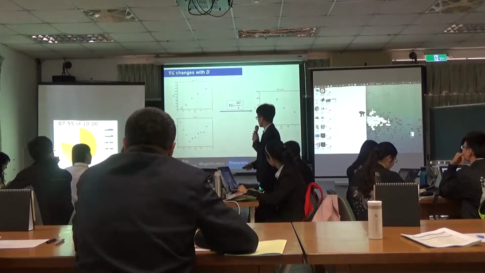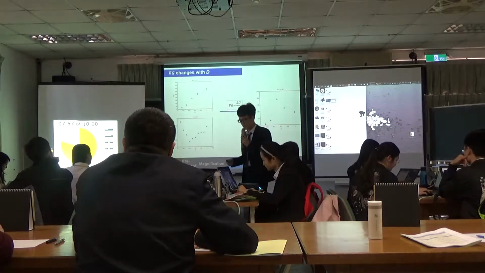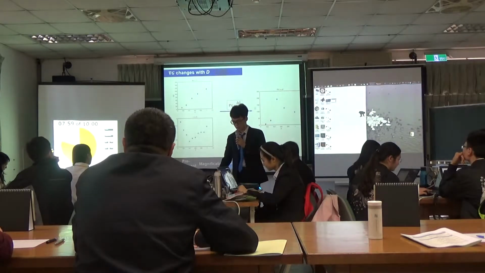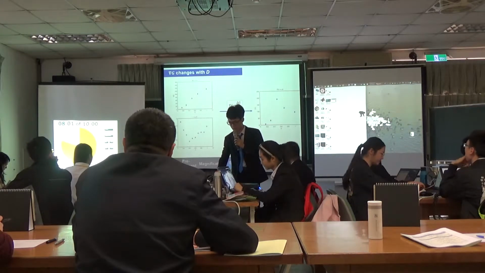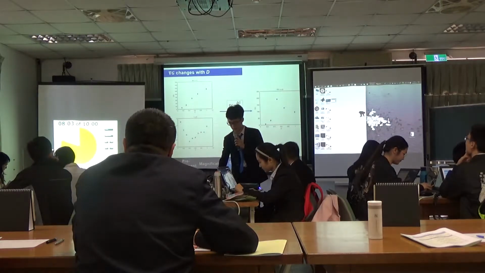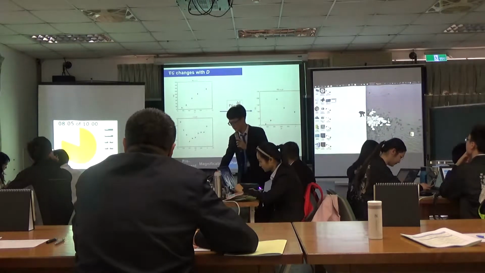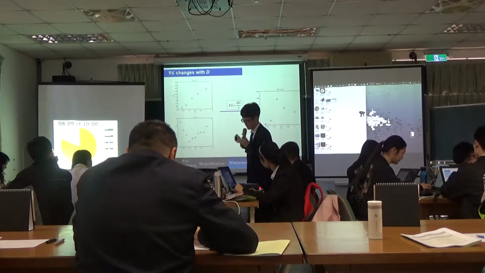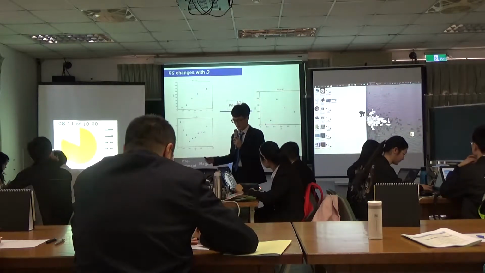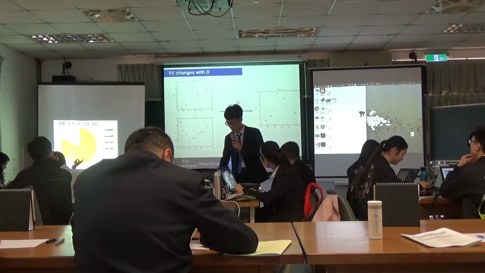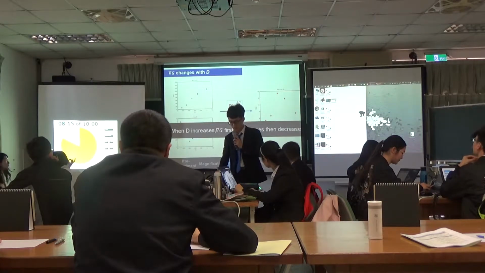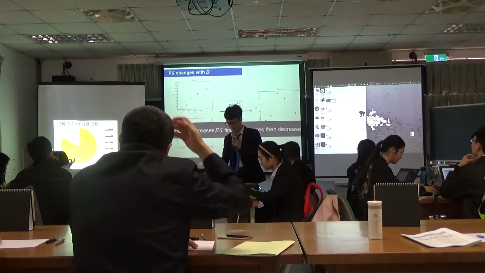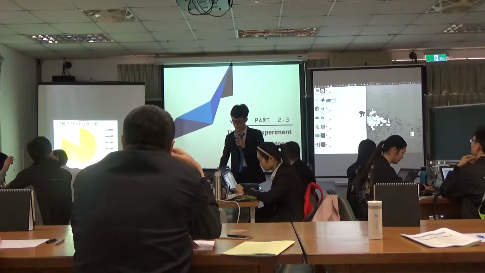Then we could simply get gradient G by R divided by delta G, like this. This uses the two data sets to get this, and the red dots are our experiment dots. We could see that when D increases, gradient G firstly increases, then decreases.